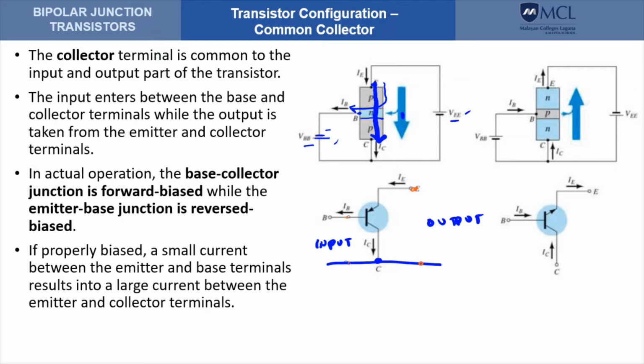For NPN, a small current from here to there will actually result in a much larger current between the collector and the emitter, as shown by this one.